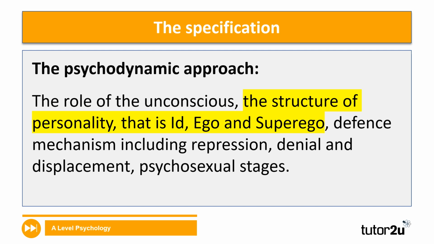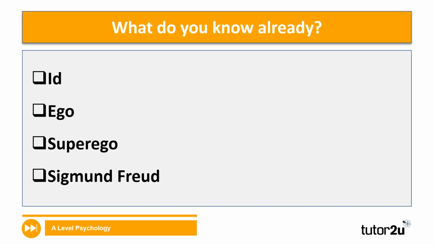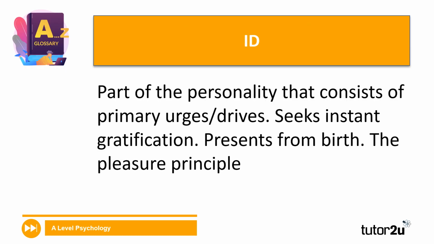And like I said in the overview of what we'll be doing, and just to highlight on the specification, what we're going to be looking at specifically in today's session is the structure of personality, that is id, ego, and superego. So you can see all of those terms are actually named on the specification. So we'll begin with what you already know. So we've got some terms we need to define: id, ego, superego, and the man himself, Sigmund Freud. So there's space there in your work booklet just for you to write down what you already know about these things. So let's get those definitions in.